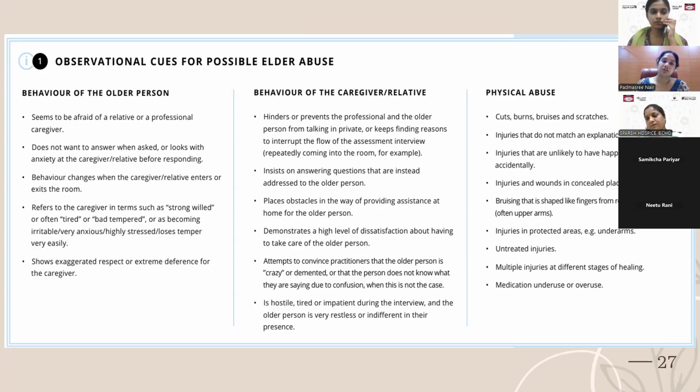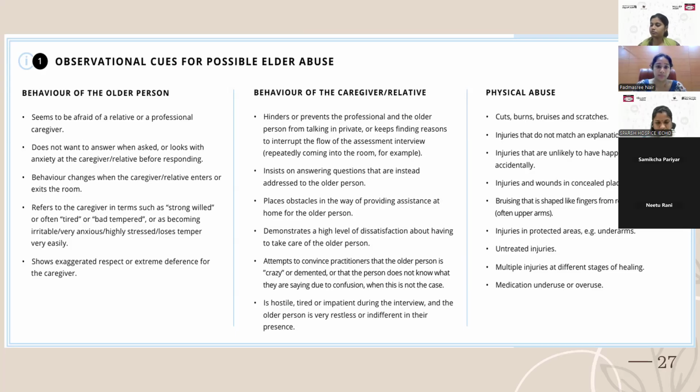Now, other pointers that we look at when it comes to the behavior of the caregiver is whether the caregiver hinders the healthcare professional from speaking to the older person. Usually, this happens in a hospital setting where we ask the caregiver to step out for a moment, or when we want to examine the patient, but the caregiver insists on staying there. And sometimes they do not allow us to speak to the elderly on their own. They prefer to answer questions for the elderly.